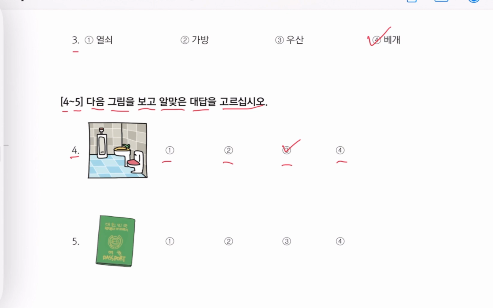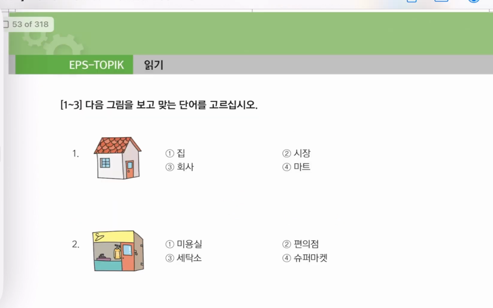5번, 1, 지갑. 지갑 is wallet. 2, 여권. 여권 is passport. This is our answer. 3, 이불. 이불 is blanket. 4, 거울. Kowl is mirror. The next is ilki. Ilki is reading.